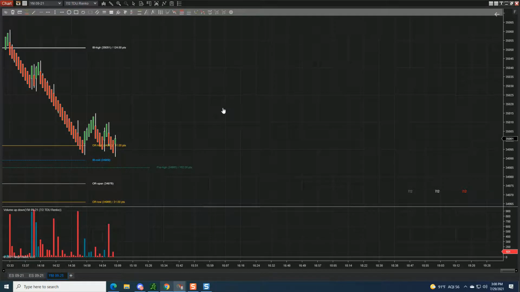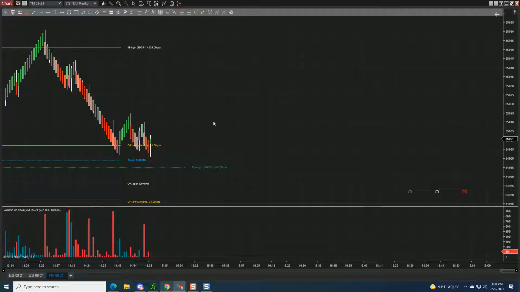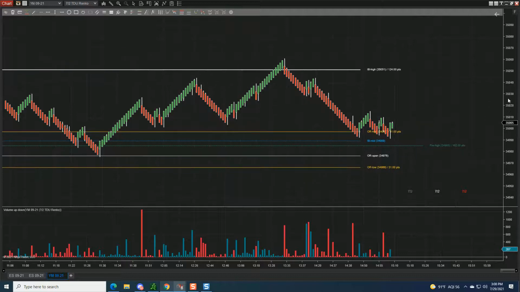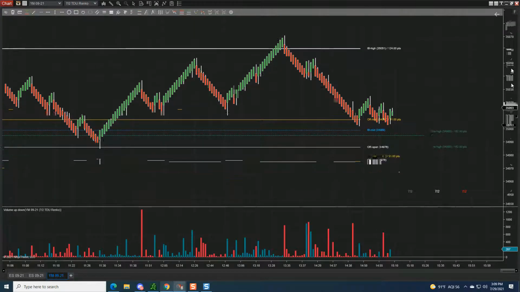Now, one of the reasons I so very much like trading with Renko bars is that it takes that three-legged structure and makes it incredibly easy for you to spot. I also have a couple of things on here just to make you aware.